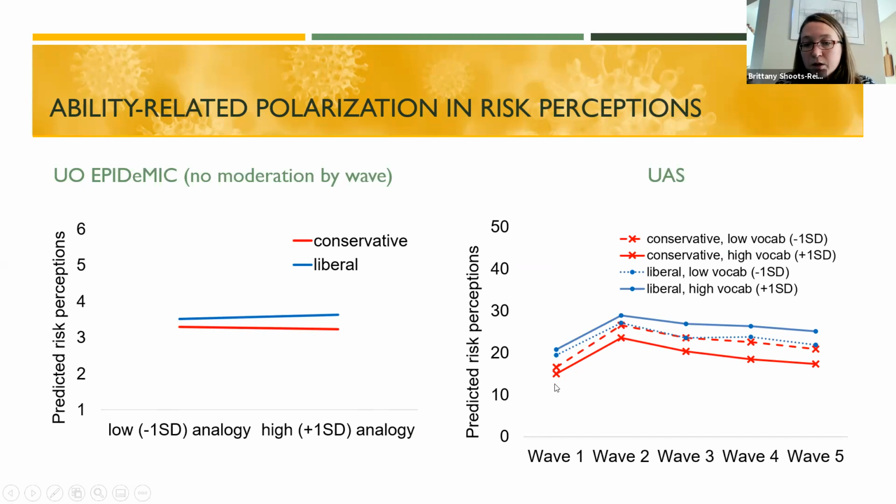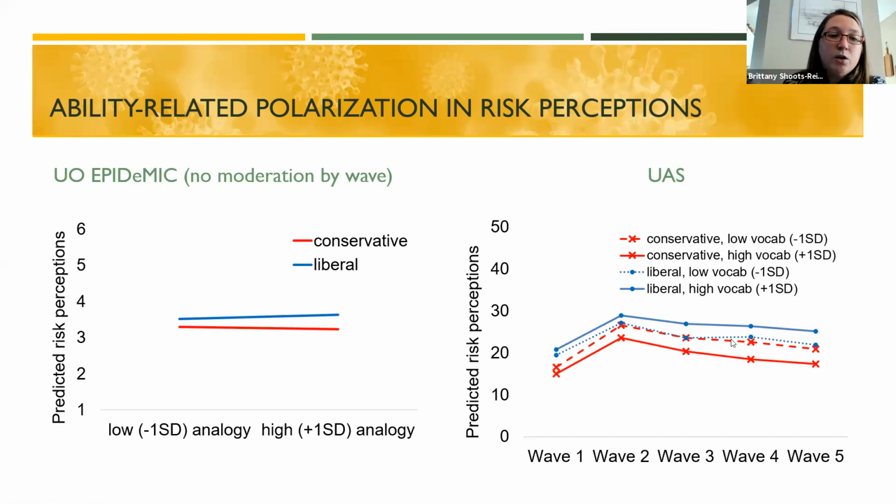You can also see a similar pattern in the later waves of the UAS data, but not in the initial wave. So here, the dotted lines are the lower ability and the solid lines are the higher ability. Their waves began in early March and were basically every 2 weeks after that. And I think that they are actually still in the field. But you can see very similar findings, that there is a moderation by wave, that the ability related polarization really emerges in wave 2 and stabilizes over time, but remains steady.